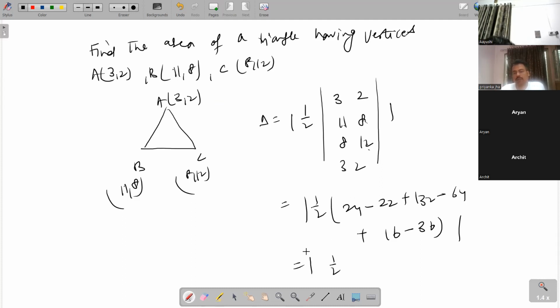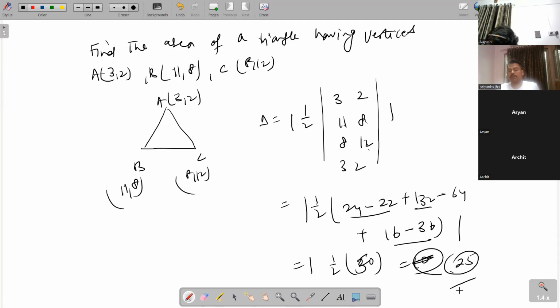So this is mod half. See, 24 minus 22 is 2, plus the 132, 134, minus 64, that is 70, and minus 16 minus 36 is minus 52. I think I have made some mistake. Where this is 24 minus... oh sorry, this is 50. So the answer would be 25. Correct.